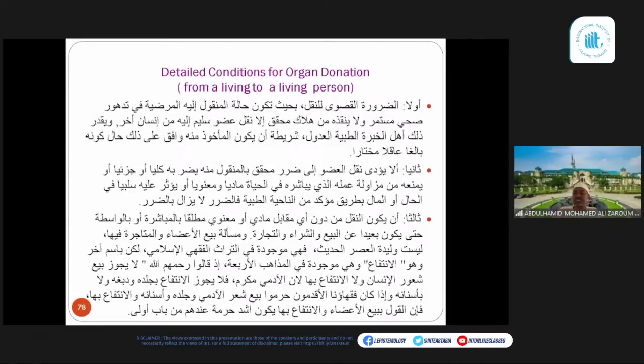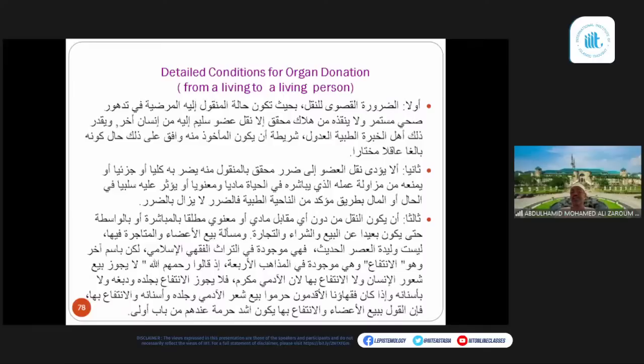Again, we need to save this person. With no kidney, surely this person will die. So we donate a kidney to him. But a person can live with one kidney. So to save your mom, your beloved one in your family, you donate your organ so that inshallah your beloved one will survive. Okay, so this number 1, there is a necessity.